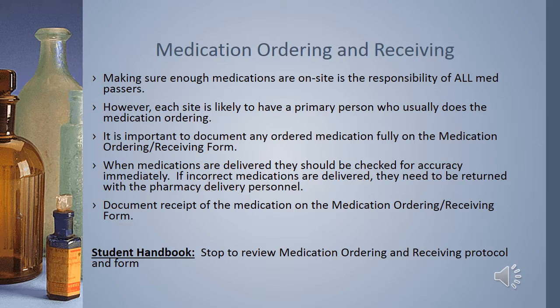When medications are delivered, they should be checked for accuracy immediately. If incorrect medications are delivered, they need to be returned with the pharmacy personnel. Document the receipt of the medication on the medication ordering and receiving form next to the entry in which it was ordered. Please stop and look in your student handbook and review the medication ordering and receiving protocol and the medication order and receiving form.